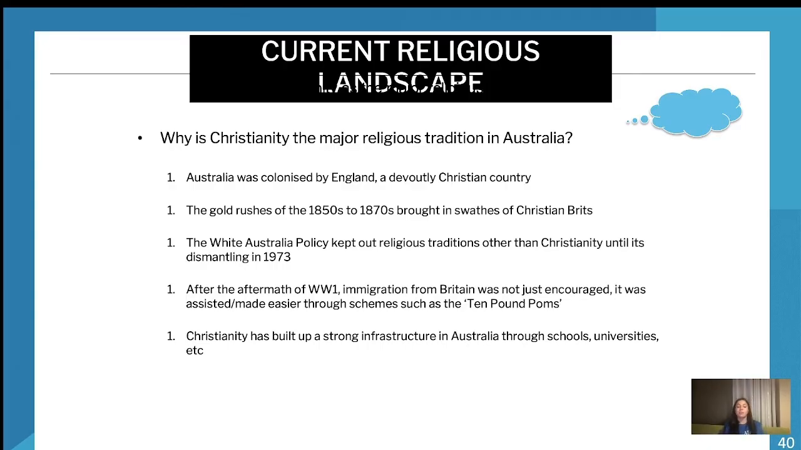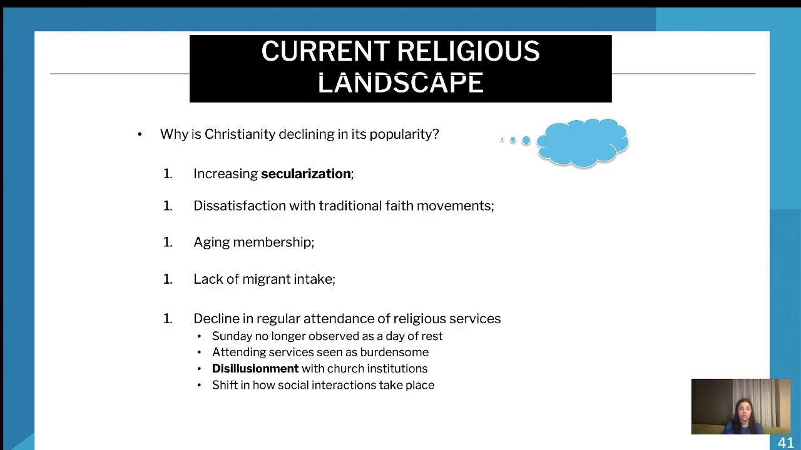Now, after the aftermath of World War One, immigration from Britain wasn't just encouraged; it was also assisted and made easier. And that's why you look at immigration as a dash point. But Christianity has built up a strong infrastructure as well, and there's a lot of Christian schools, there's Christian universities, and all the different denominations, which is why it still is the major religious tradition in Australia today.